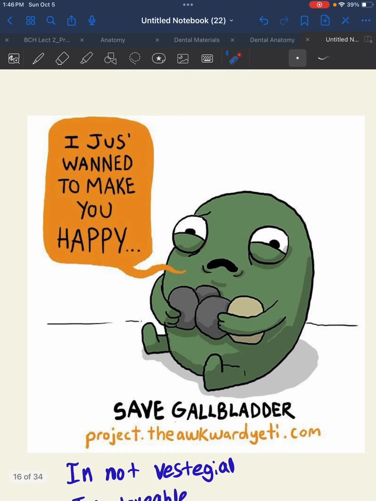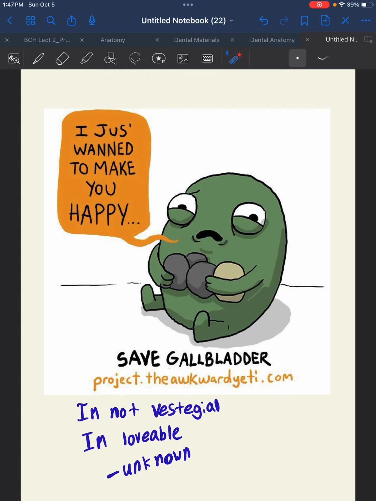So the next organ we're going to talk about is the gallbladder. Now the gallbladder is quite useless, much like me. So when we think of the gallbladder, it doesn't really serve that much of a purpose. Remember, the gallbladder doesn't synthesize the bile. The gallbladder just stores the bile. The gallbladder can also be called what we call a vestigial structure.